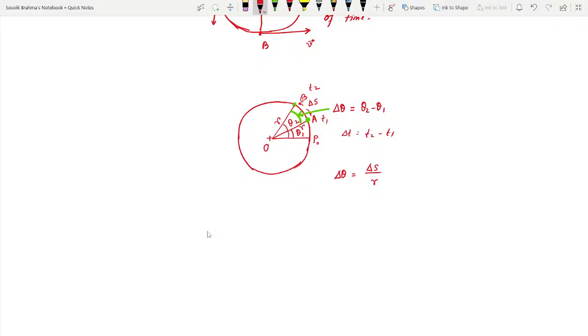Okay, so angle is equal to arc by radius.